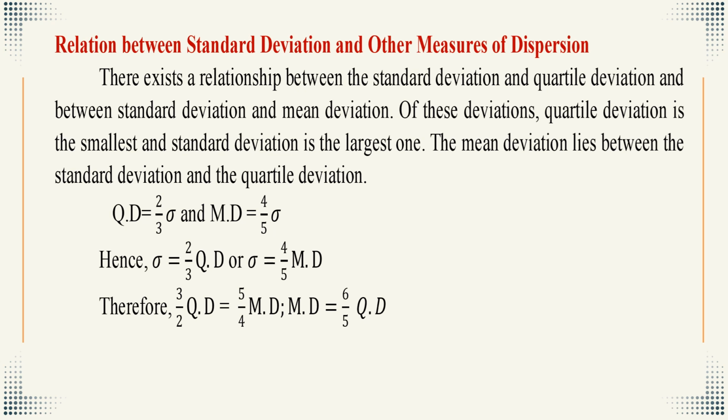Quartile deviation is 2 by 3 into small sigma, and mean deviation is 4 by 5 into small sigma. Hence, small sigma equal to 3 by 2 into quartile deviation, or sigma equal to 5 by 4 into mean deviation. Therefore, 3 by 2 quartile deviation equal to 5 by 4 mean deviation equal to sigma.